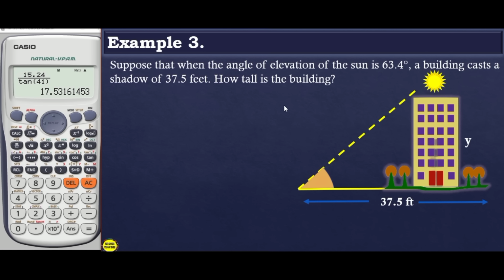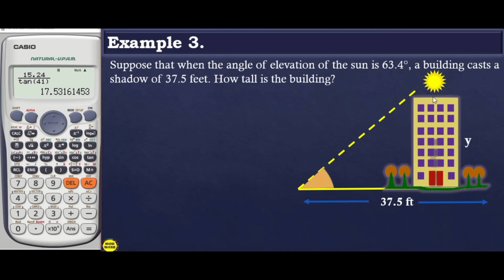Next. Suppose that when the angle of elevation of the sun is 63.4 degrees. So, ito pong angle na to given na which is 63.4 degrees. Now, a building casts a shadow. So, 'di ba pag may shadow tayo parang humahaba, o kaya lumiliit. Now, in this case, a building casts a shadow of 37.5 feet. Okay, so ito po yung shadow niya, which is 37.5 feet. Ito yung nabuong shadow. Now, how tall is the building? Kung ito yung shadow niya, ano yung height ng talagang building?